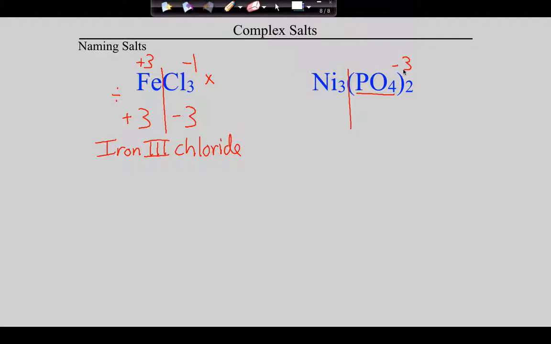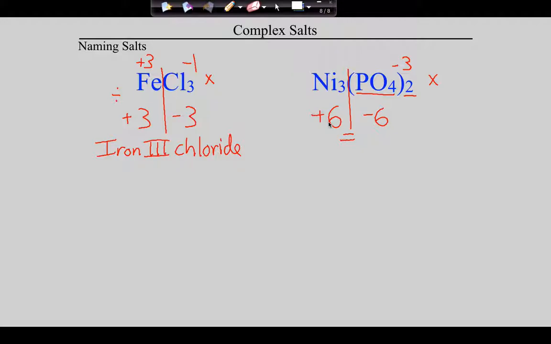At this point, we have all the information that we need, and we just need to multiply, set it equal, divide. So first we're going to multiply. How many PO4s do we have? Well, we have 2. Each PO4 has a charge of -3, but there's 2 of them. So -3 times 2 is -6. Then we set this equal. If the negative charge is -6, the positive charge has got to be +6.